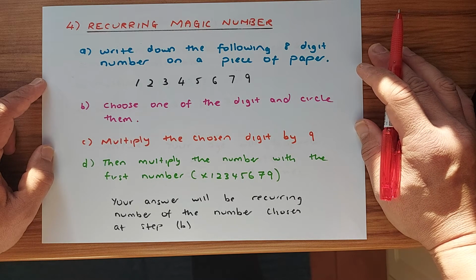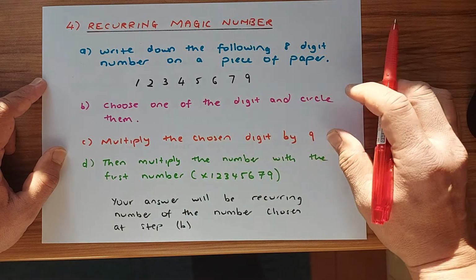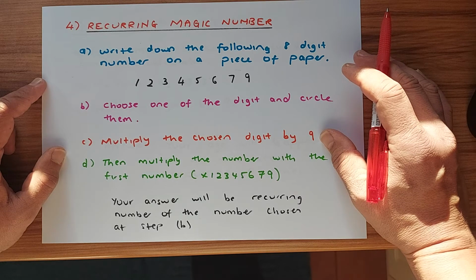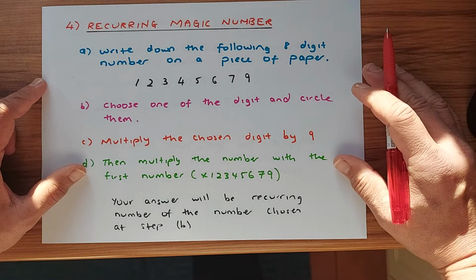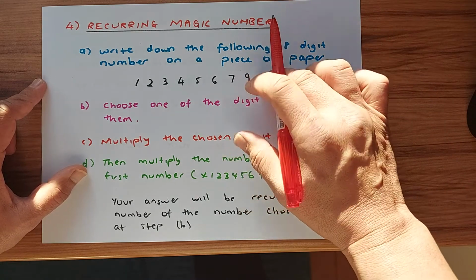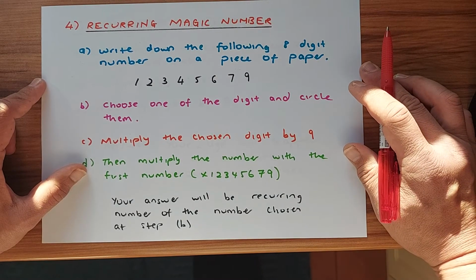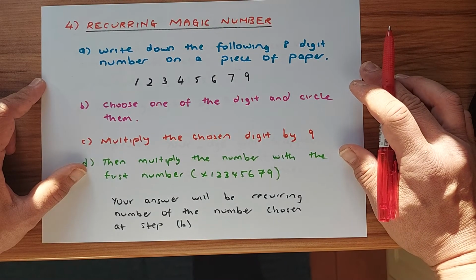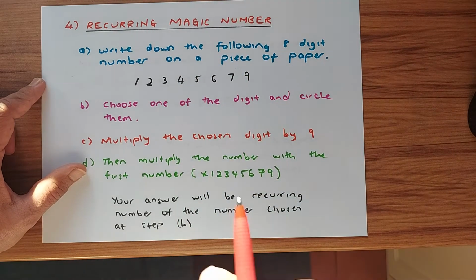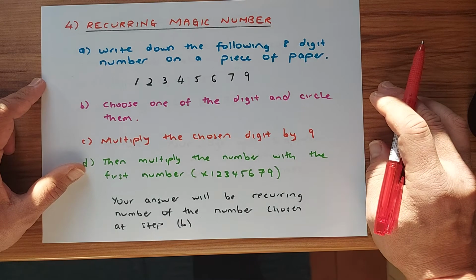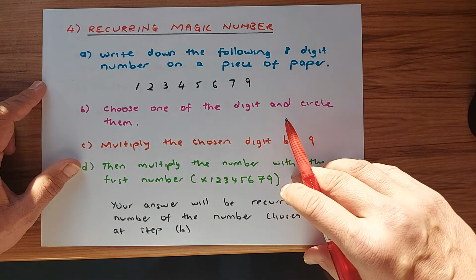Now, you are going to multiply that number by 9. So if you choose 6, 6 times 9. So far, so good? Now, once you have the answer, you are going to multiply that number again by the first number. Once you got that total, you multiply by that number. And your answer will be the recurring number of the number chosen. So if you choose 5, your answer is going to be 5 repeated 9 times. Amazing, isn't it? So that is trick number 4.